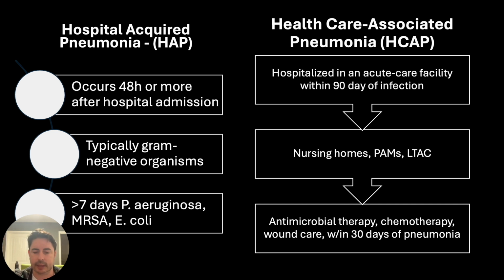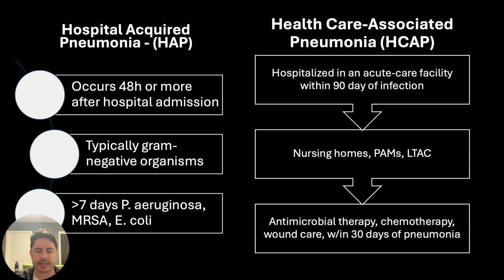It's a fine line, but there is a difference. These are patients that are hospitalized in an acute care facility within 90 days of getting an infection. So let's say that you come in for a tonsillectomy, and within 90 days you get an infection, that is classified as a healthcare-associated pneumonia, or an HCAP. These are things that we definitely want to stray away from in the healthcare community. But we see this mostly happening in our LTACs, our nursing homes, those long-term care facilities.